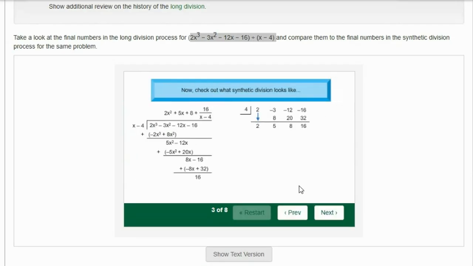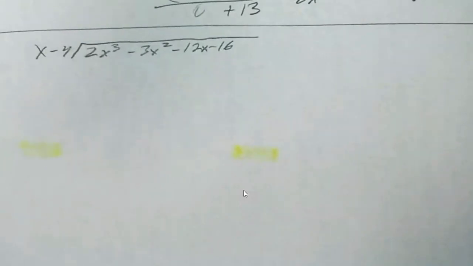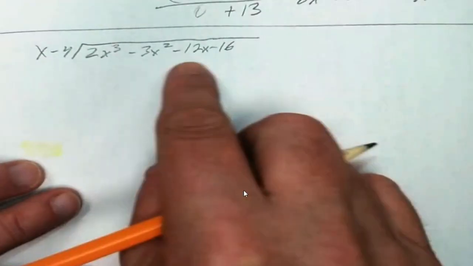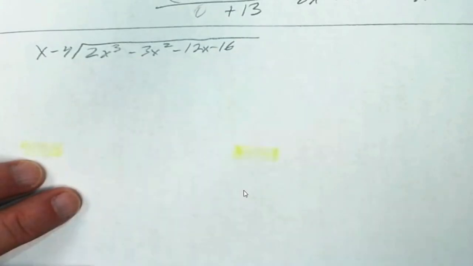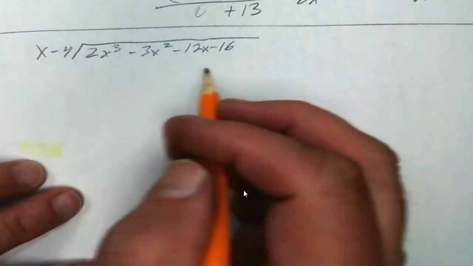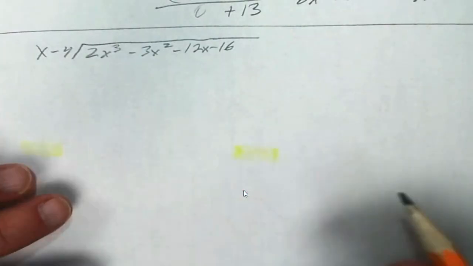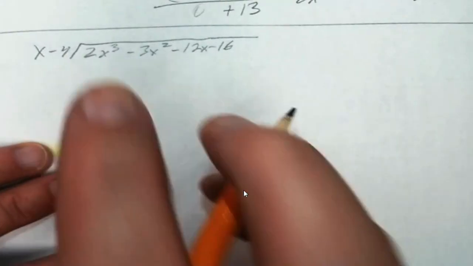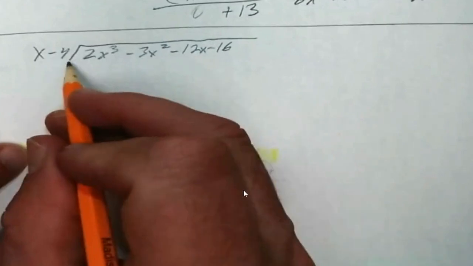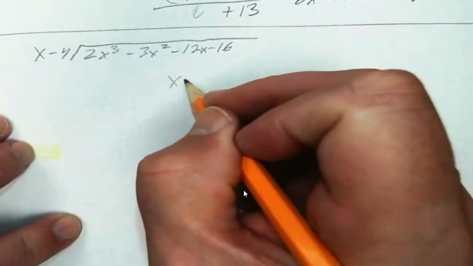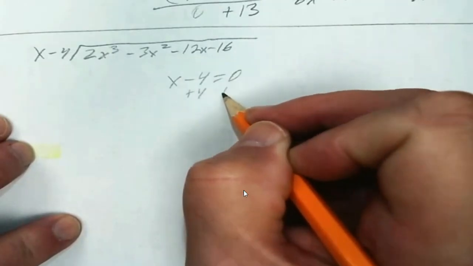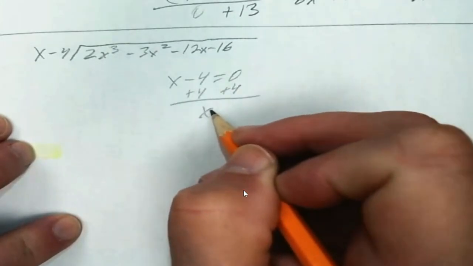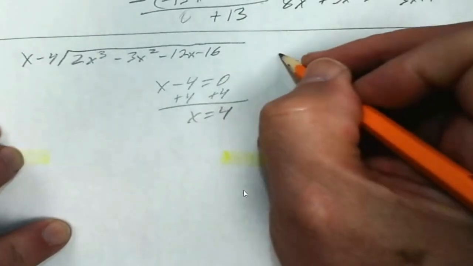Okay, I'm going to write this on our paper. This was polynomial long division, right? x minus 4 divided into all of this mess. Yep, that's a bunch of steps. We got to do a lot of work. Synthetic division works just like this. We can take that x minus 4. If we set that equal to 0 and solve, that means x equals 4. So we're going to divide by 4.